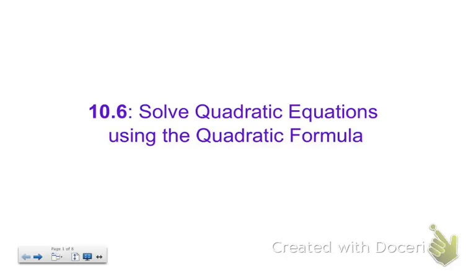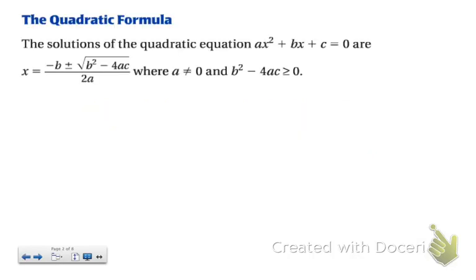This is section 10.6, solve quadratic equations using the quadratic formula. So the solutions of a quadratic equation in standard form, where ax squared plus bx plus c equals 0, can be found using this formula: negative b plus or minus the square root of b squared minus 4ac over 2a.